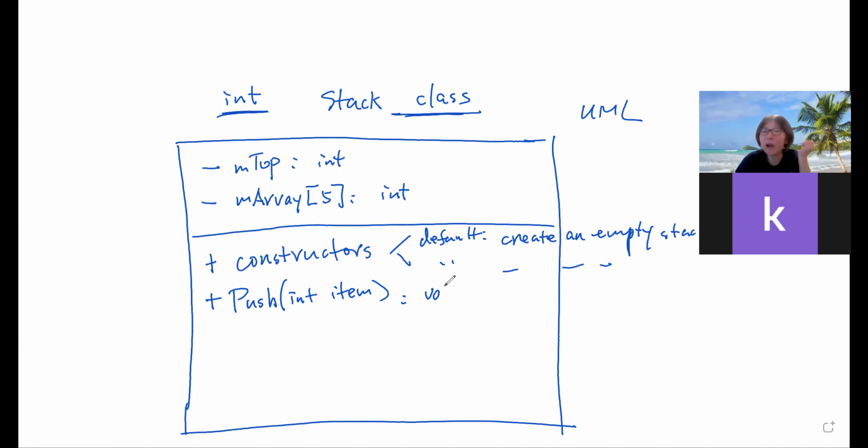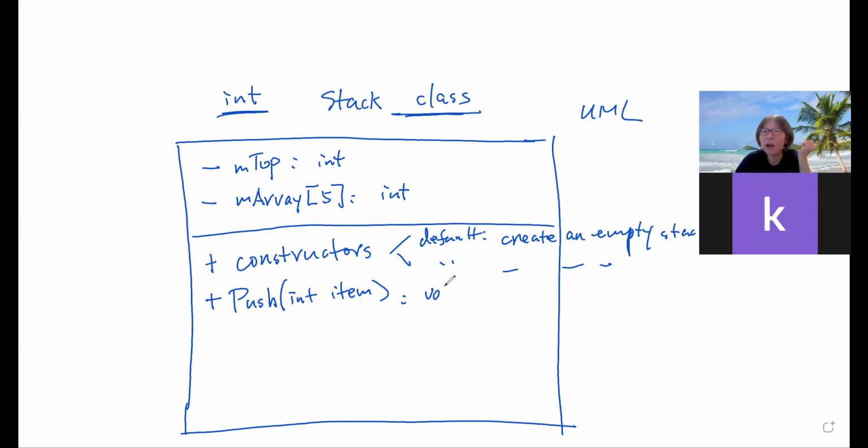Then pop. Pop just removes an item from the top. Generally speaking, because you just remove from the stack, it's not given a parameter, so the parameter can be left empty, and the return type is void. So over here it removes the top item.